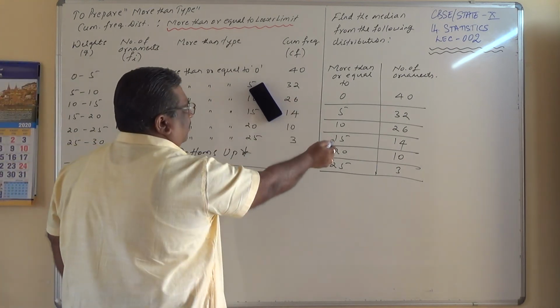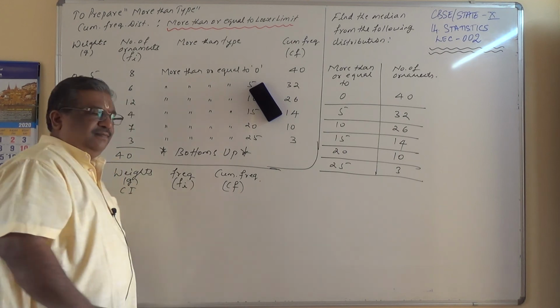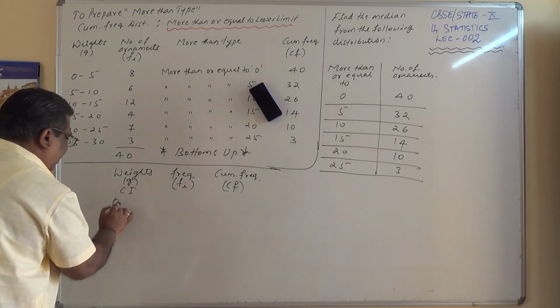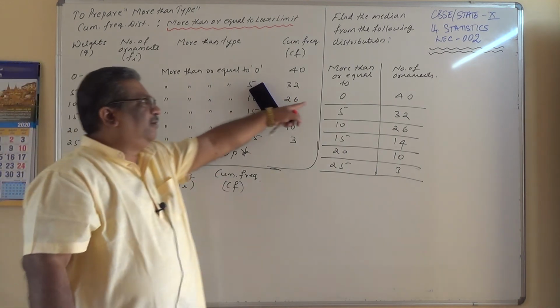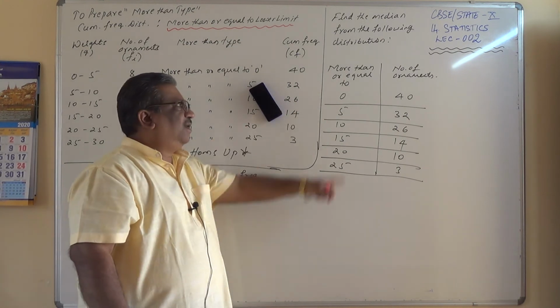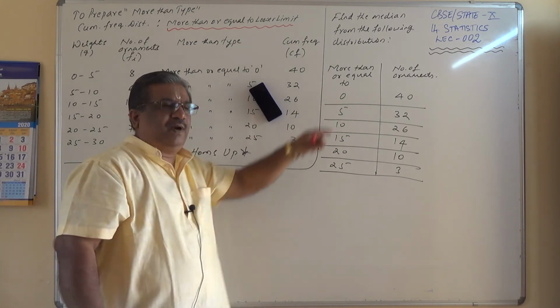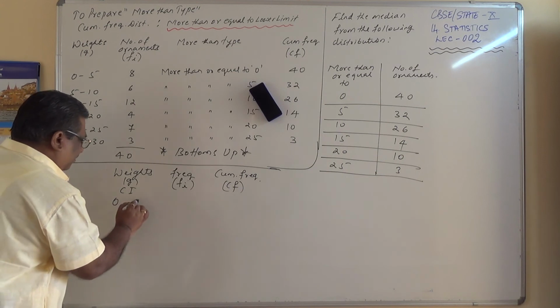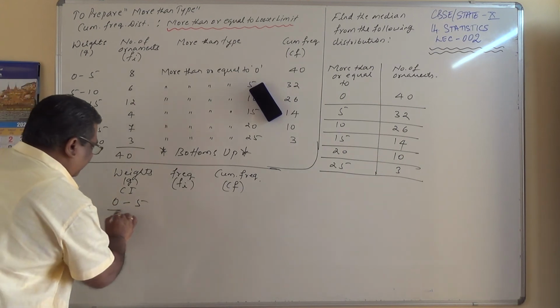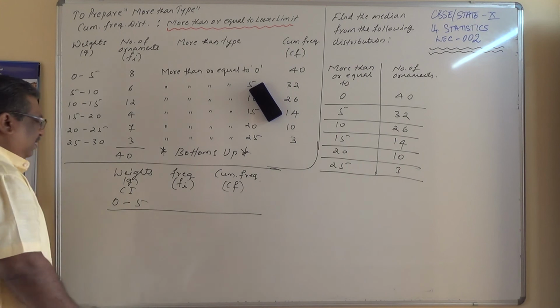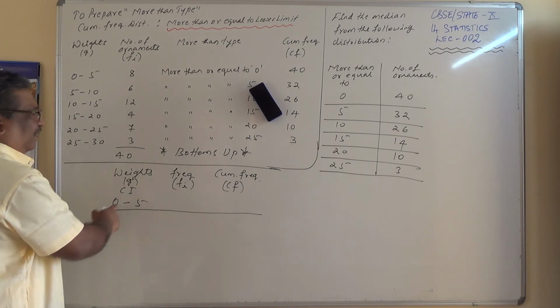More than or equal to, all these are lower limits. Okay, first one, lower limit 0, because more than or equal to lower limit. What is the class size? 5. Add to the lower limit. 0 plus 5, 5 here. I have added. So first class interval 0 to 5.